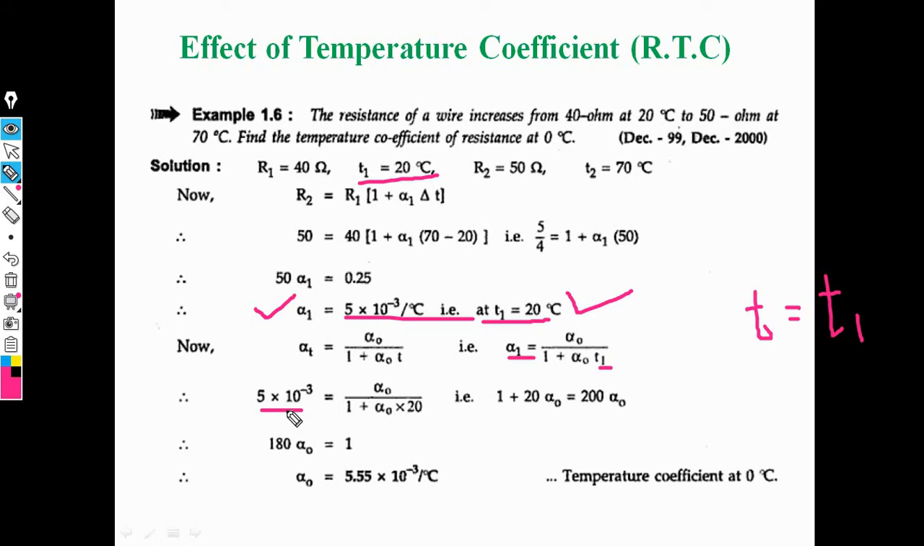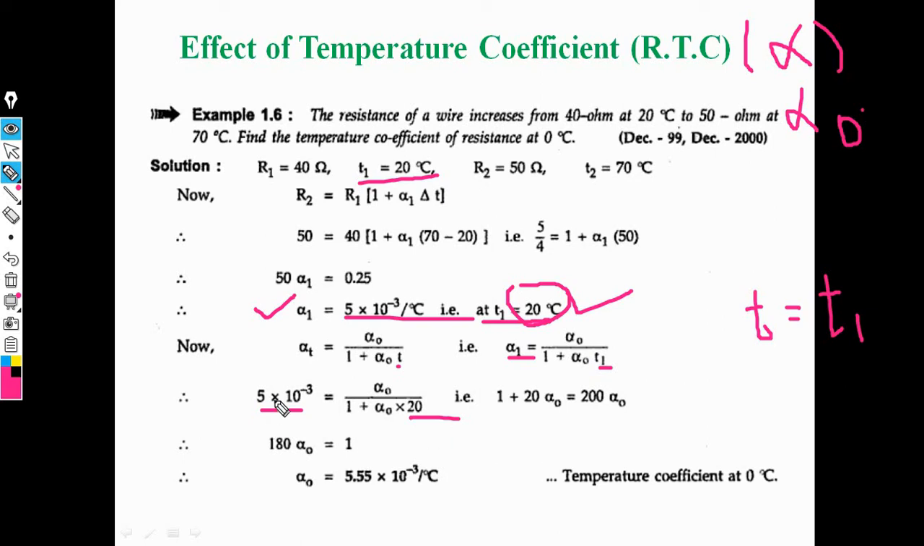Now in this equation alpha 0 is not given. In 1 plus alpha 0 into T, put T equal to T1, that is 20 degrees Celsius. Now we have to find the resistance temperature coefficient at 0 degrees Celsius, whose symbol is alpha 0. That is, we have to calculate the value of alpha 0.